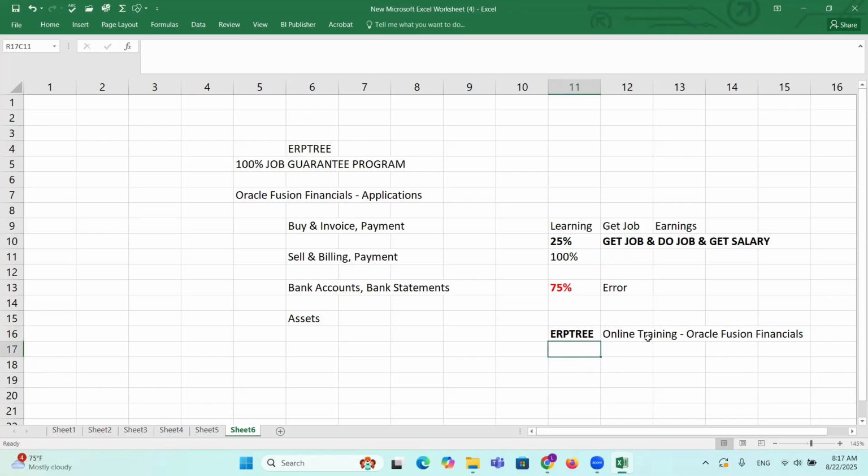We are providing online training on Oracle Fusion Financials. If you learn from ERP3 Oracle Fusion Financials online training, you can learn 25%.